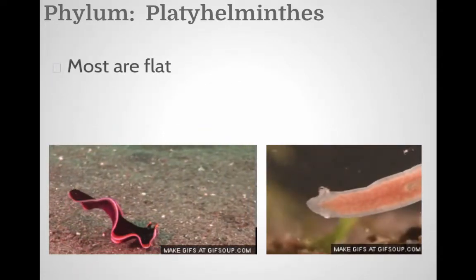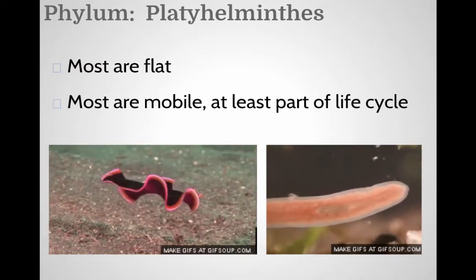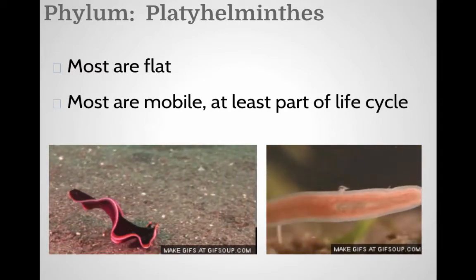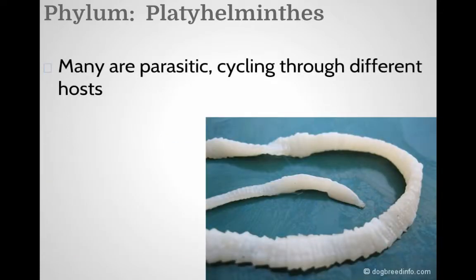Platyhelminthes are generally flat, and most are mobile, or at least in part of their life cycle, they're mobile. Many are parasitic and cycle through different hosts at different parts of their life. And like I mentioned before, this is a dog tapeworm.